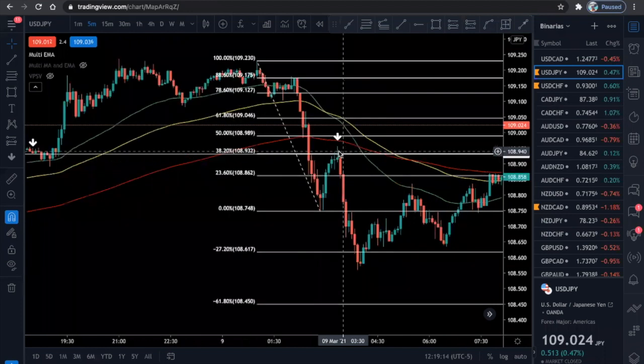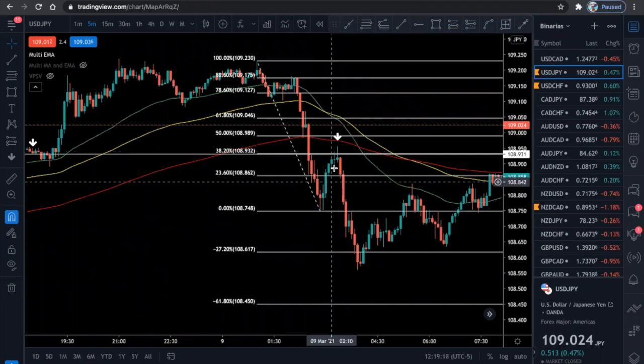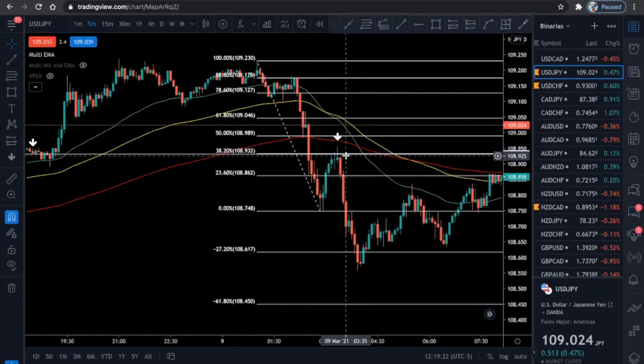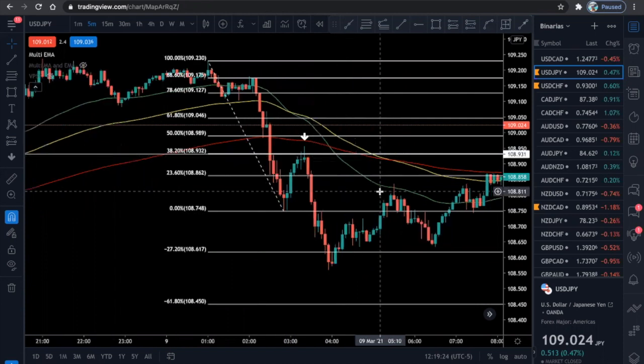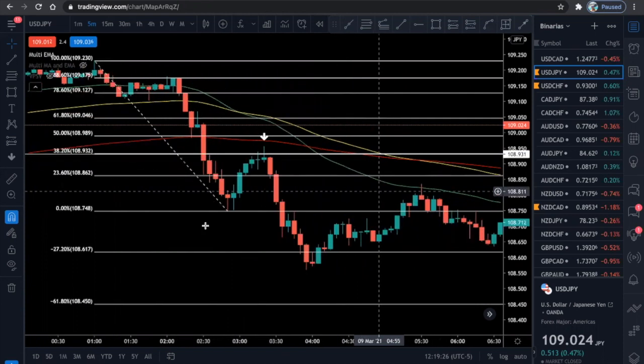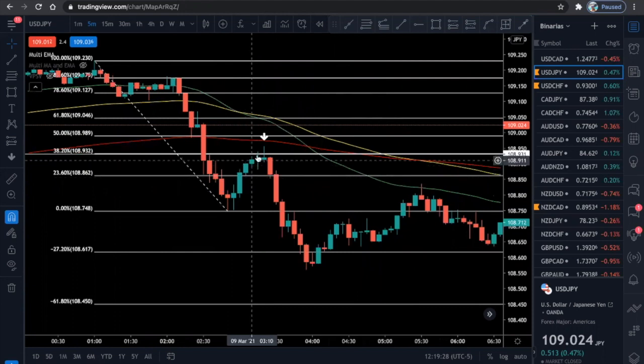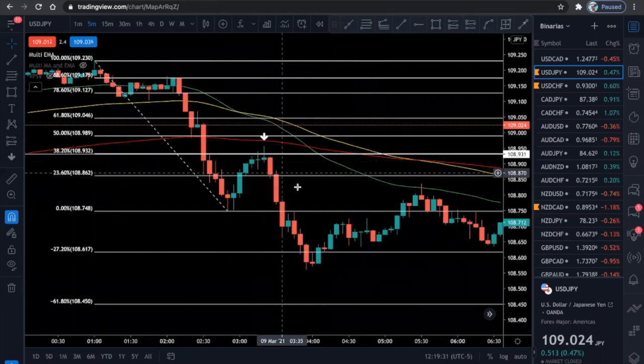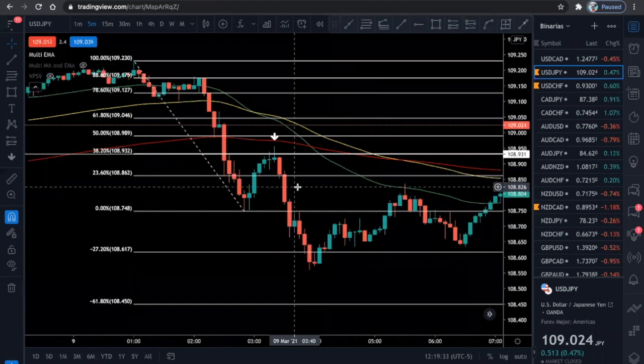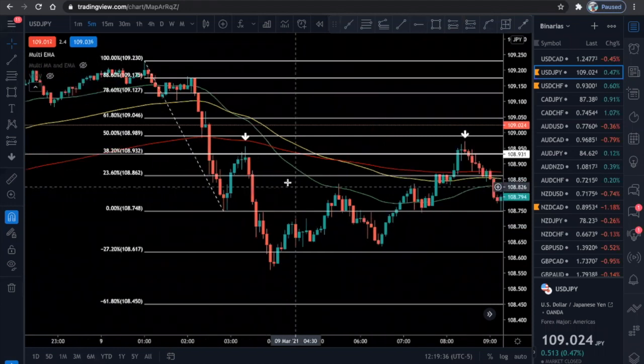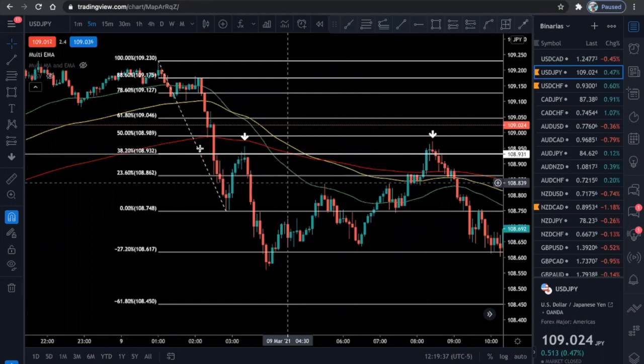What am I looking for? Rejection of the 930 area. I would take that on a 5-minute sell and see how price touches here, rejections, 5 minutes later, it's a win. Okay? So again, I'm going to look for another opportunity now.